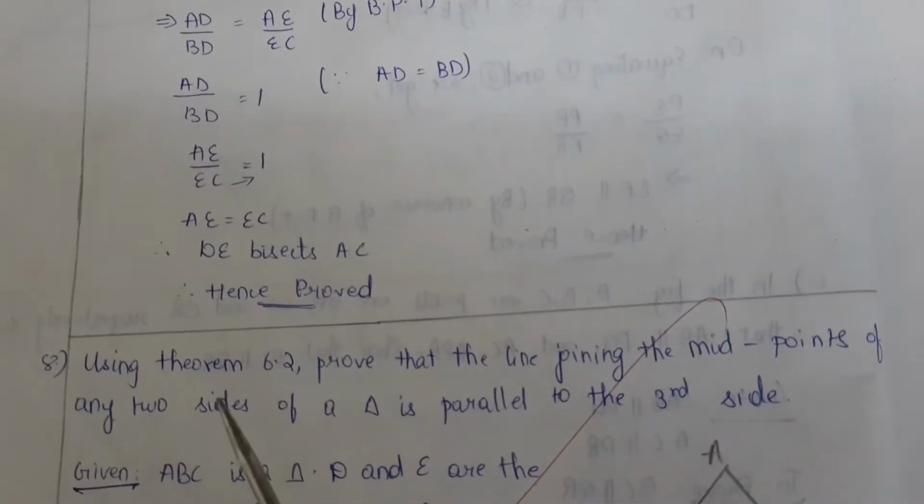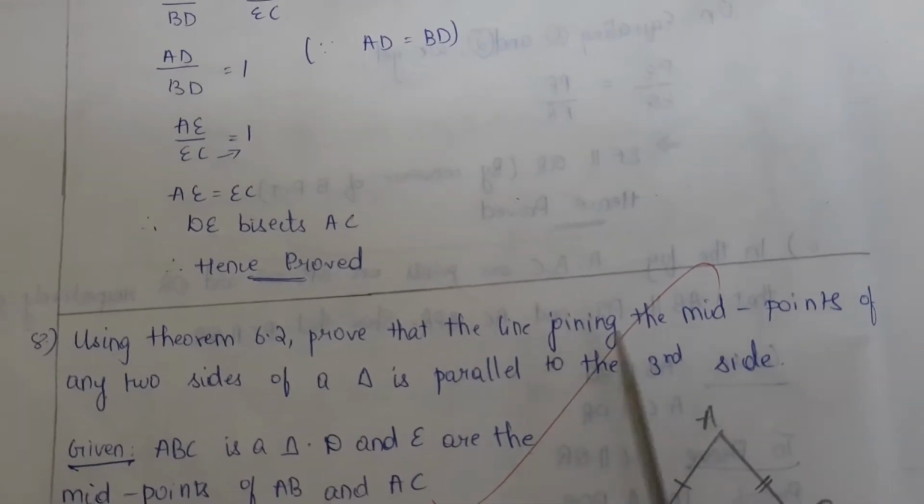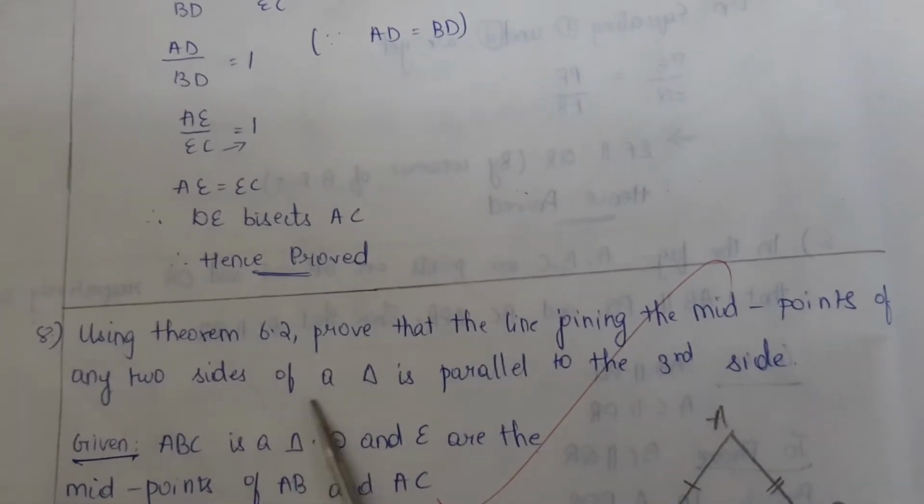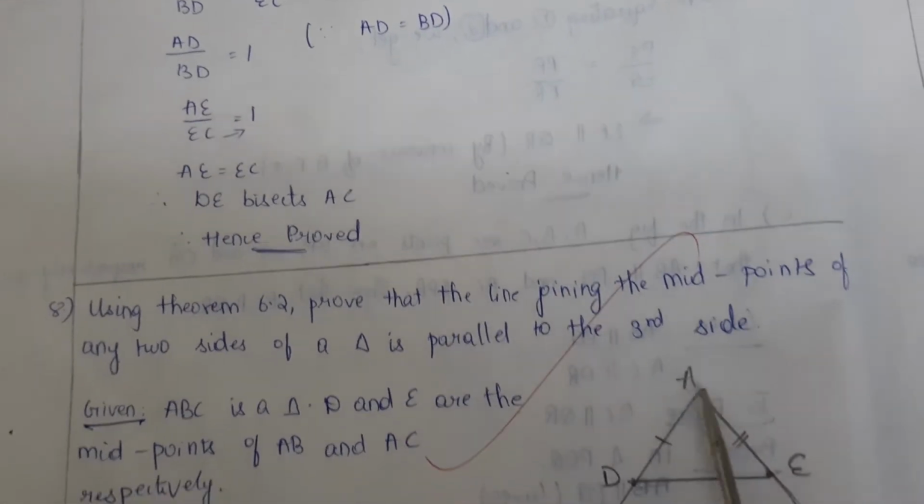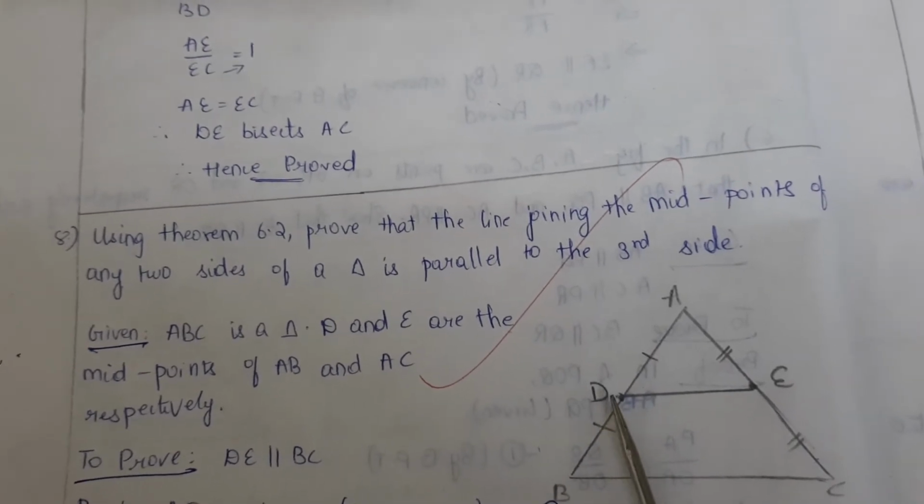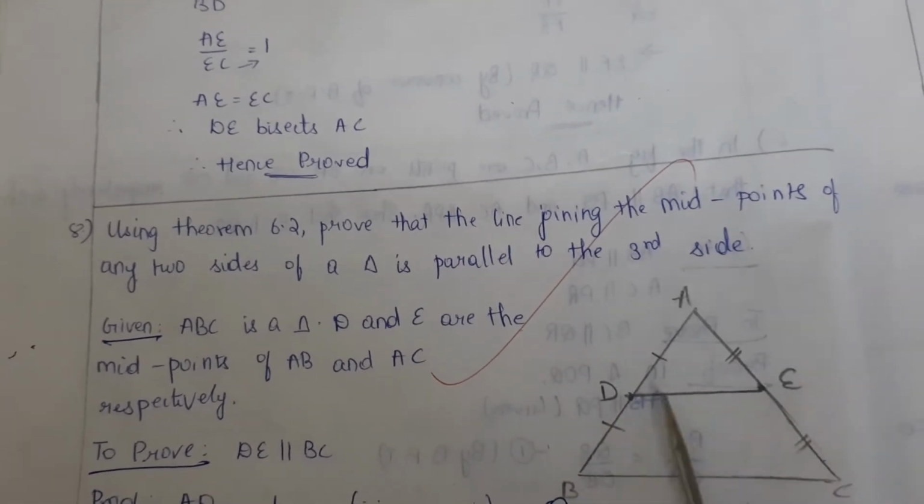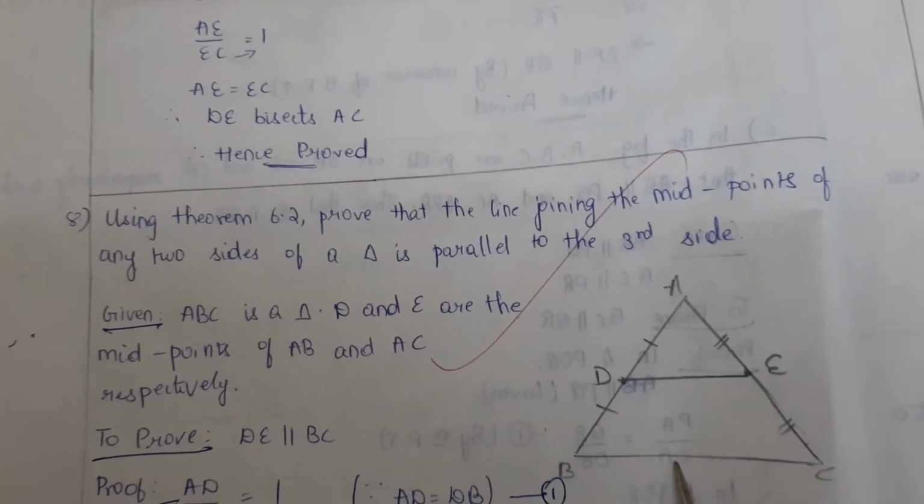The next question is the 8th one. Using theorem 6.2, prove that the line joining the midpoints of any two sides of a triangle is parallel to the third side. That means a triangle is given for you. Two midpoints are given here. D and E are the midpoints. The line joining the midpoints is parallel to the third side. We have to prove it.